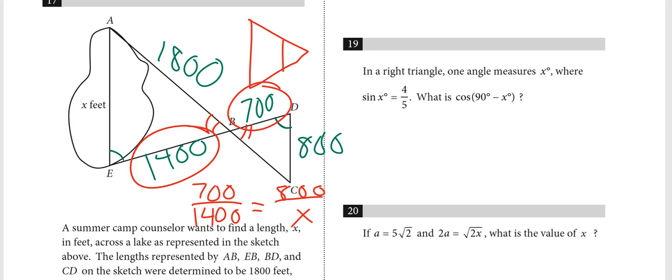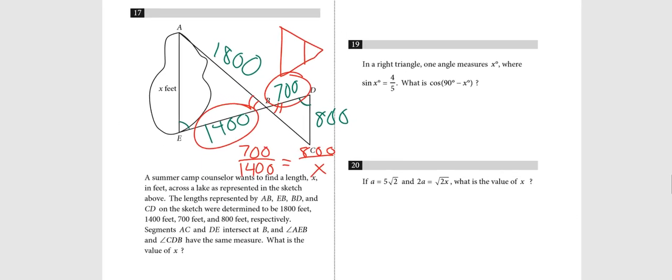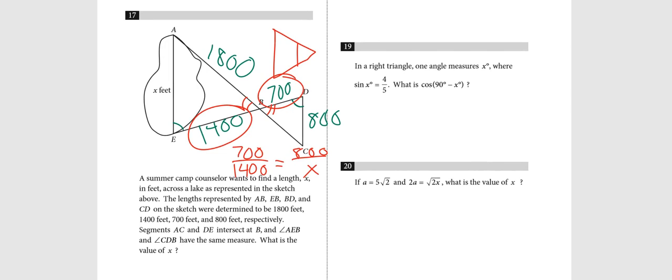And so what do we end up with? A little cross multiplication. Now I'm hoping you saw that 700 was half as big as 1400, and so you thought to yourself, I wonder if it's 1600. Okay, it is when you cross multiply that.